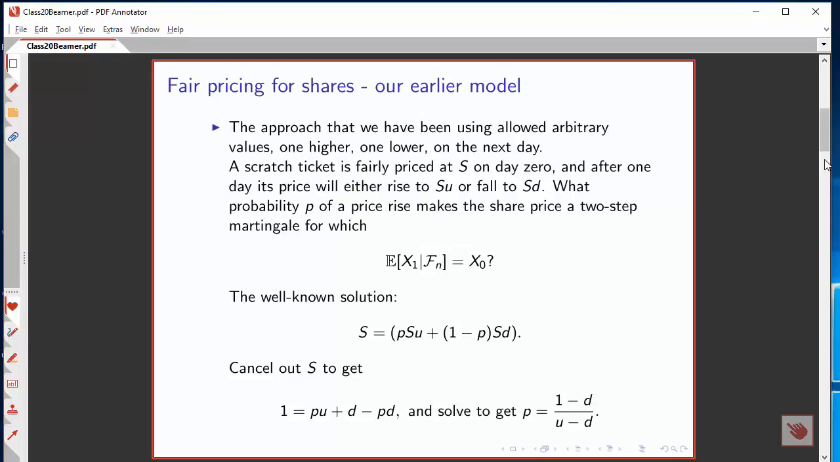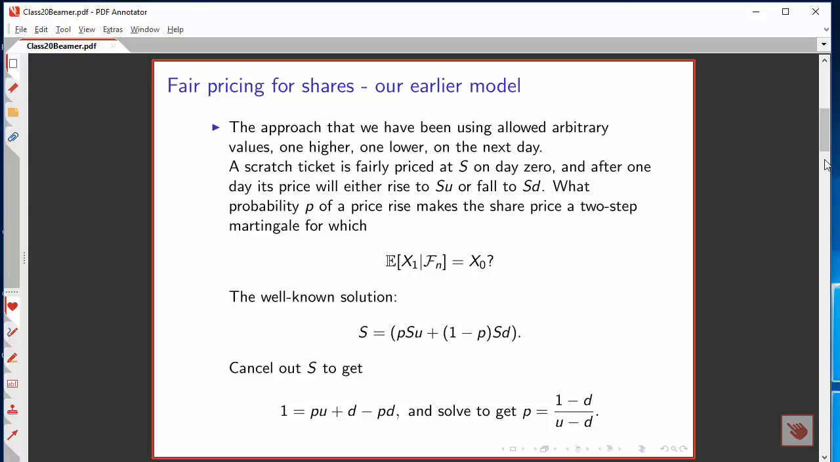So let's start by thinking about our earlier model of fair pricing, which was based on scratch tickets. I'm totally going to ignore the issue of discounting future values today. That's really a red herring. You can just adjust currency as a function of time so that the problem goes away.